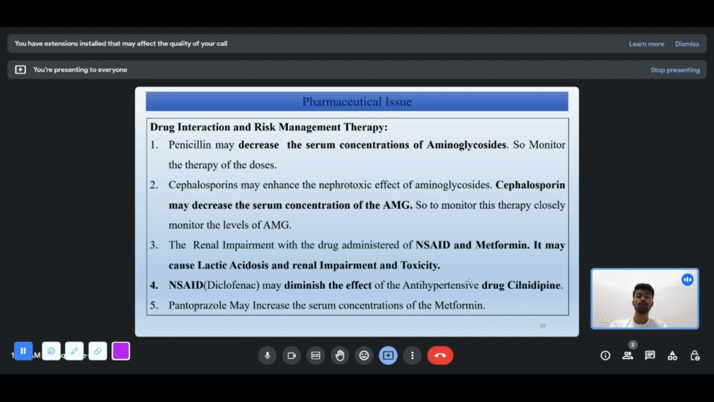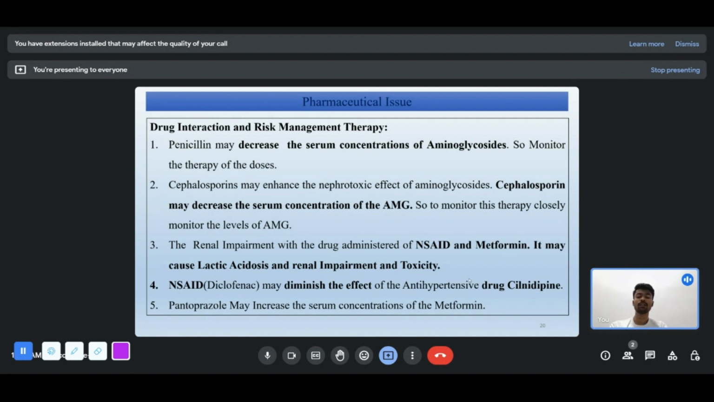Third case is renal impairment with the drug administered of NSAID and metformin. It may cause lactic acidosis and renal impairment and toxicity. So we have to alter both these medications or their timings. NSAID like diclofenac may diminish the effect of antihypertensive drug like cilnidipine. So we have to change the dosing frequency or give the dose on alternate days. That interaction should be avoided.